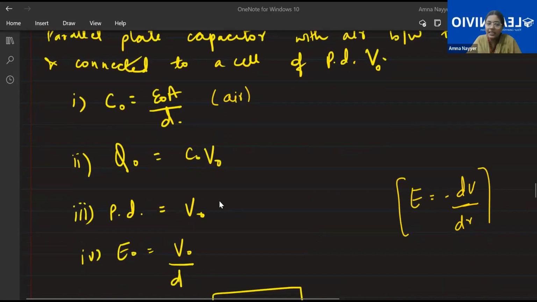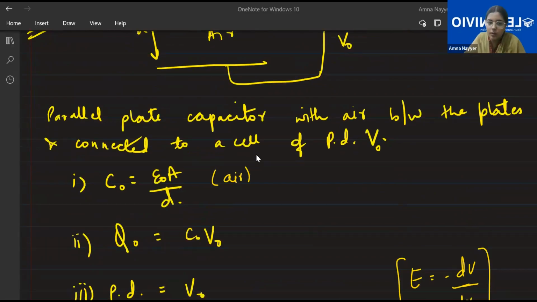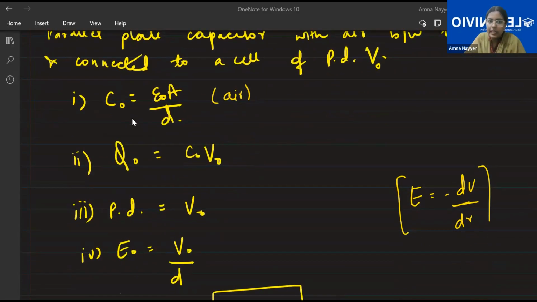So see, in that case, capacitance of air will be the same, epsilon naught A by D. Charge will be, this is the general case. Okay, this we already know. I'm just making you revise the formula. Capacitance is what? Epsilon naught A by D. Charge is C into V. Potential difference is V naught. Electric field is V by D, because electric field according to the potential gradient is this. This is what we've already studied.